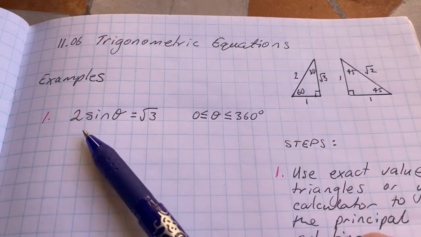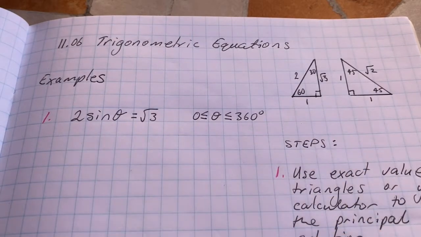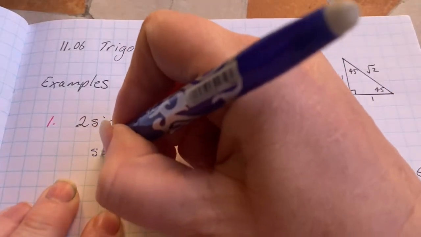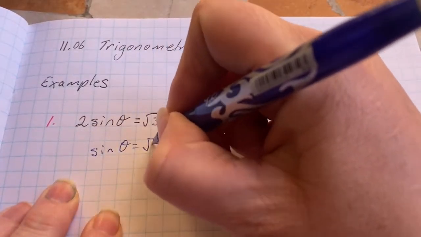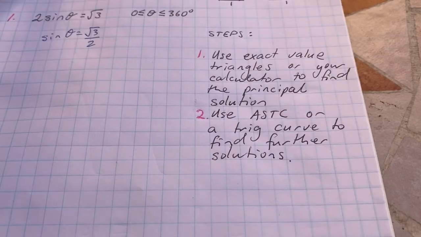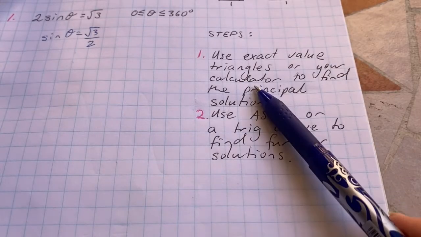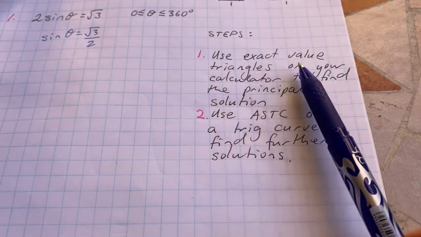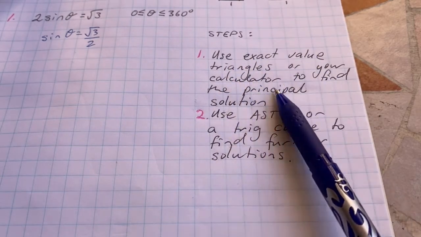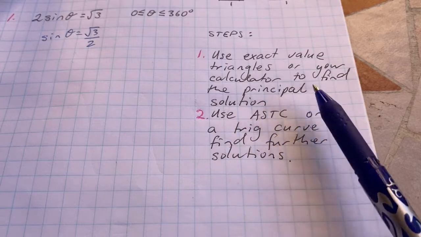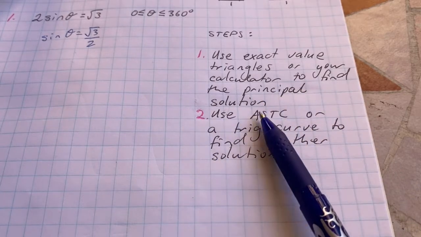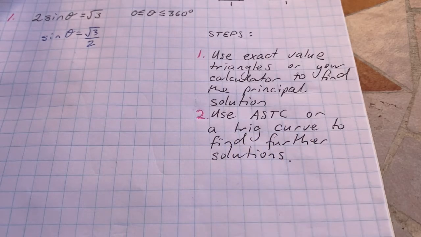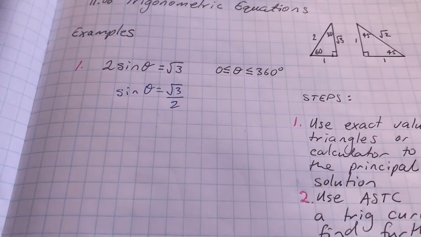Our first example is to solve 2 sine theta equals square root of 3. So of course the first thing we want to do is divide by that 2. So we've got sine theta equals root 3 on 2. Now once you're in the form where it says sine theta equals, then you want to consider these steps. So you use your exact value triangles or your calculator to find the principal solution, or the first solution basically. And then you can use either all stations to central or a trig curve to find further solutions. So let's see what that looks like.